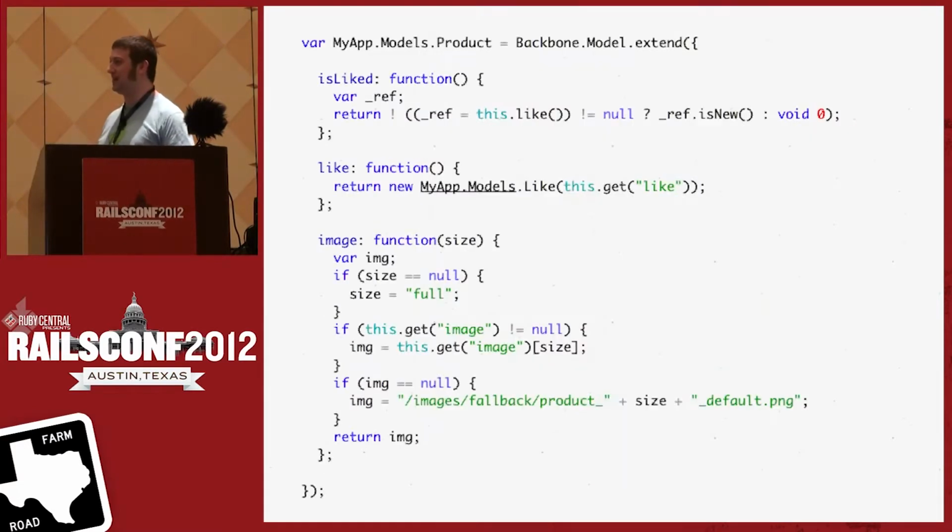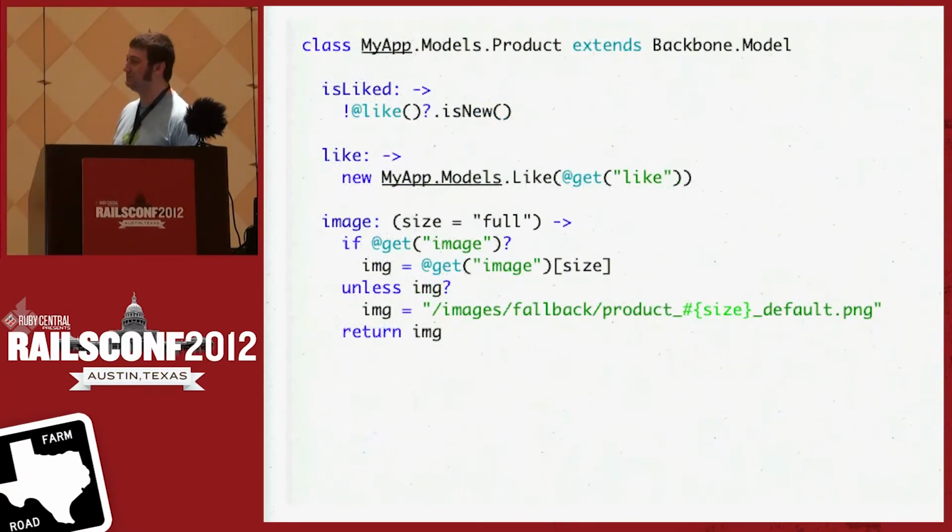And Jeremy is sick and tired of writing his Backbone models like this. He thinks there has to be a better way. And there is. So he took it into his hands, decided he would write CoffeeScript. So that same Backbone model now looks like this in CoffeeScript. Jeremy is a happy man, and now I'm a happy man. And I hope everybody here becomes happy, both men and women.